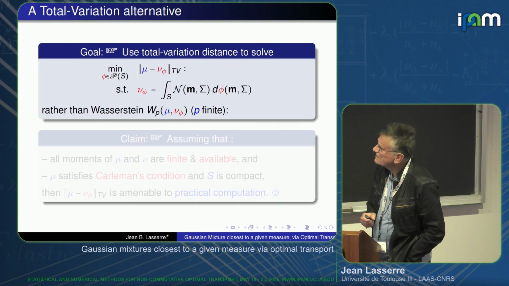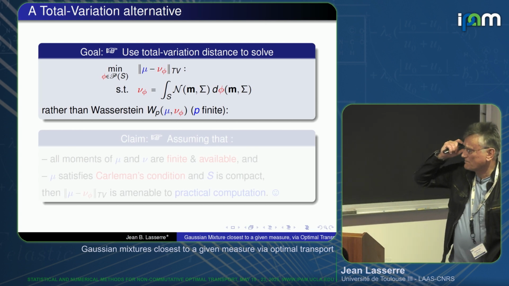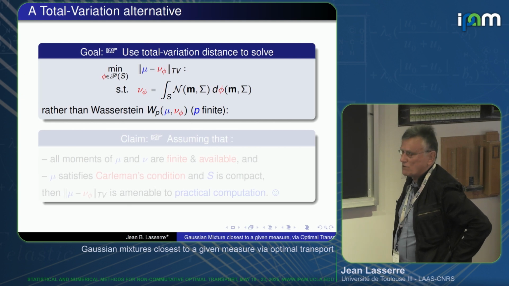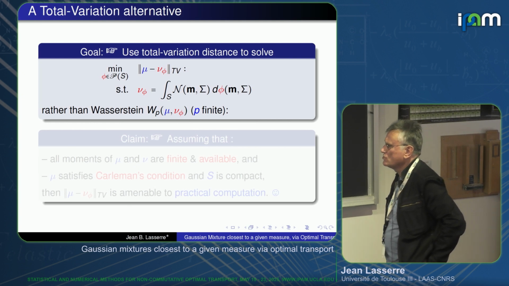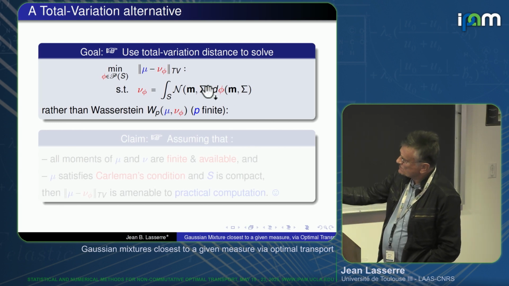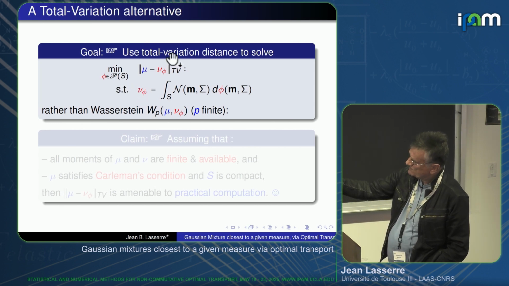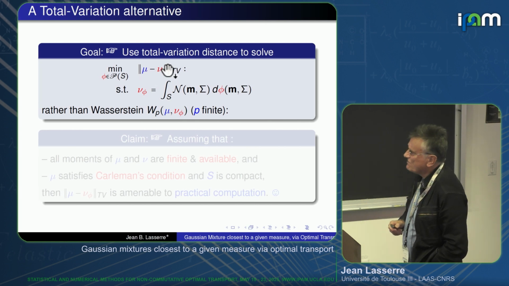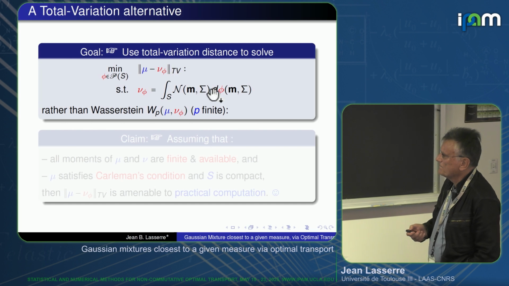Okay. Now I'm going to present basically the same thing, but with a total variation alternative, instead of going with the W2 Wasserstein distance. So we look at exactly the same problem as before, but instead of having the Wasserstein distance here, we put the total variation distance, okay?